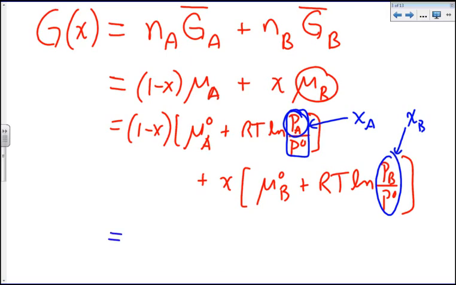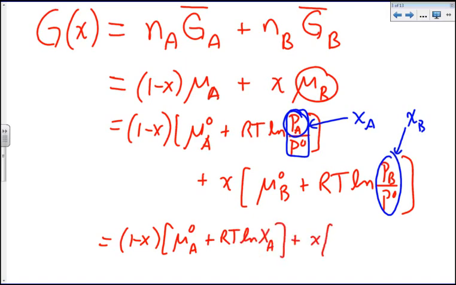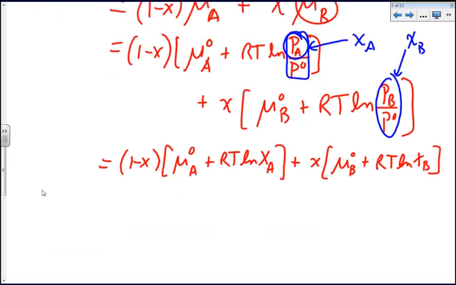This is going to give us 1 minus X times mu naught A plus RT ln mole fraction of A, plus X times mu naught B plus RT natural log of mole fraction of B. All right. Now, let me collect terms here. I'm going to put all the terms that have the standard potentials together, and the terms with the natural logs, I'm going to collect in one place.